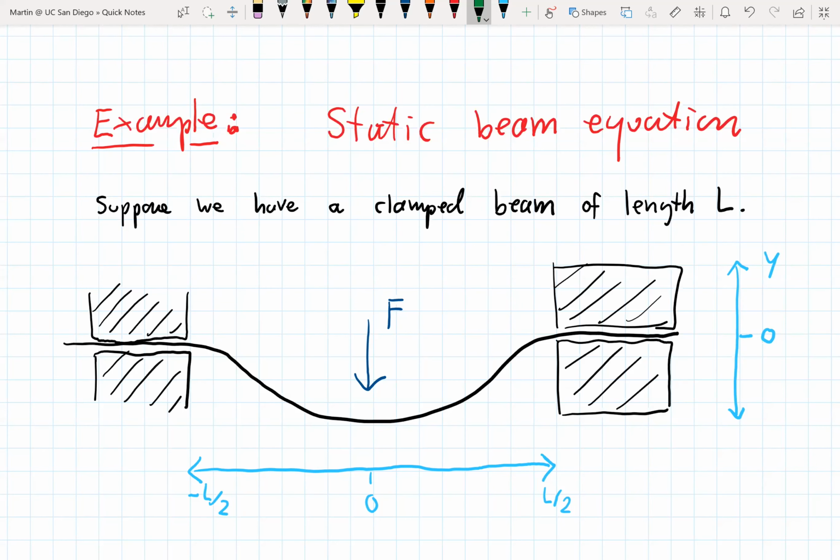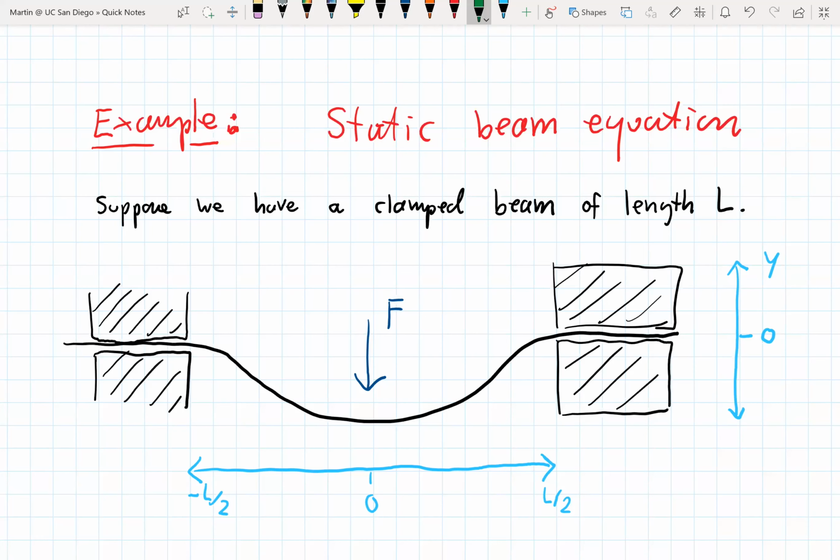Let's do another famous differential equation that has emerged in structural engineering. Namely, we take a look at the static beam equation. So let's suppose we've got a clamped beam of length L. That beam might consist of, for example, steel or some other material. Mathematically, these materials only differ by some material parameters. And then we clamp this beam to the left and the right, and we apply some force in the middle.